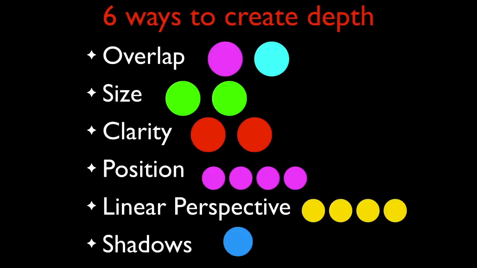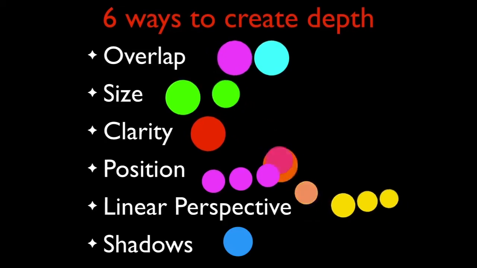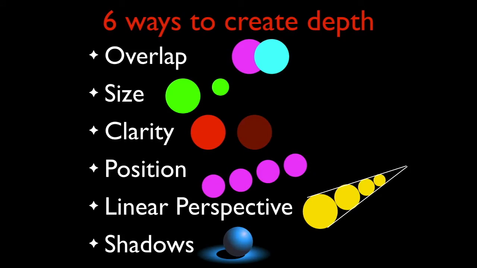So here we have our 6 ways to create depth. And I'd like you to do a project where you show all 6 ways, including overlap, size, clarity, position, linear perspective, and shadows. Now when you're creating your project, I want you to put letters on this project.